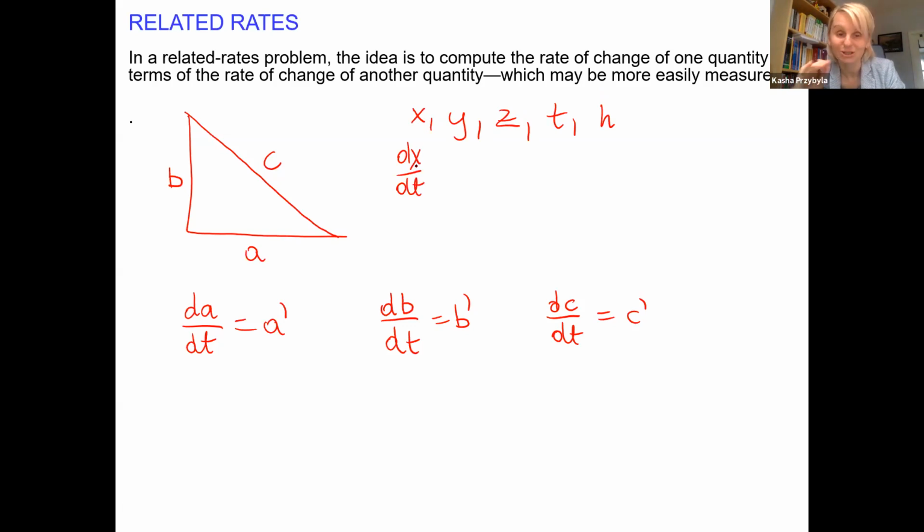Yes, because x is just one of them. We will differentiate x with respect to time. We will differentiate y with respect to time, and so on. Differentiate z, t, just to make a difference from the time. The derivative of the quantity t, of the function t, with respect to time. The derivative of h, maybe that's height, with respect to time.